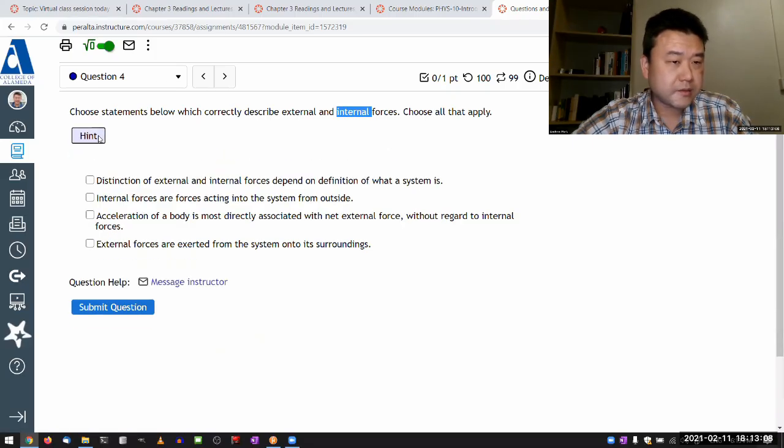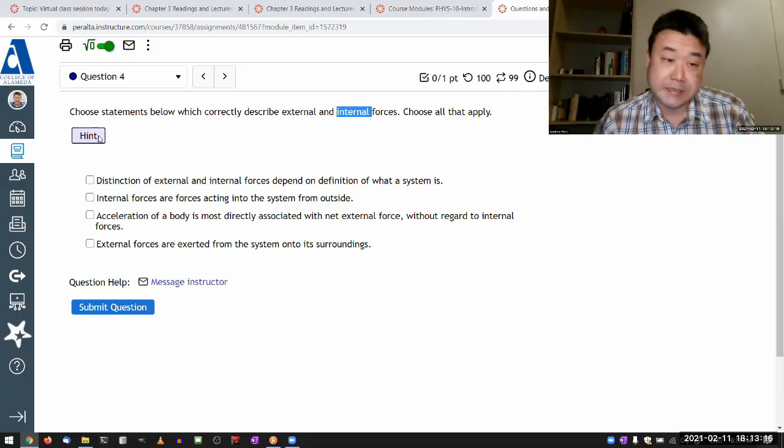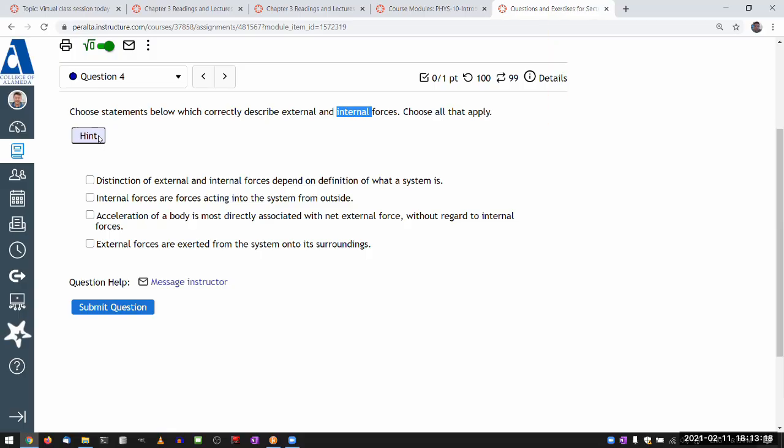So let's see. In what order do I want to do this? I guess I could answer the question here first, and then I will go into more depth beyond what you need to know to answer this question. So let me first start with the right answer.